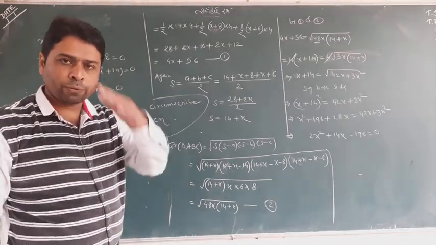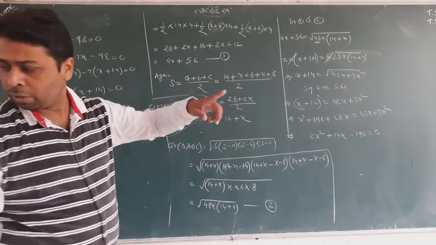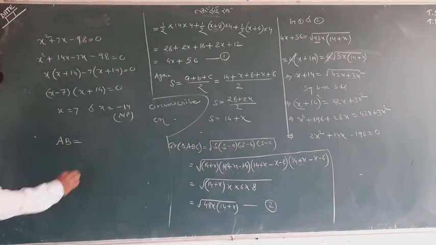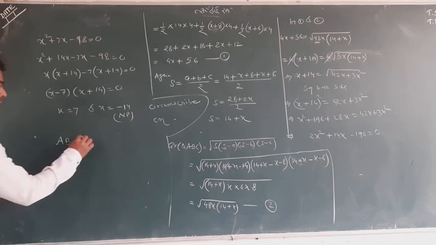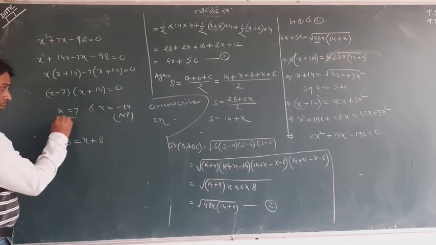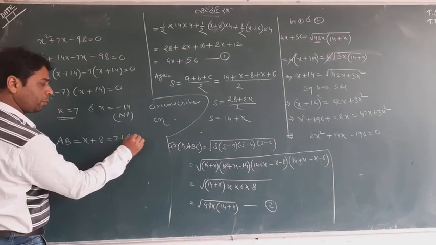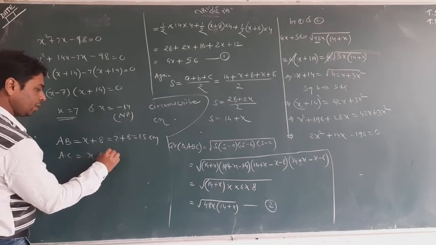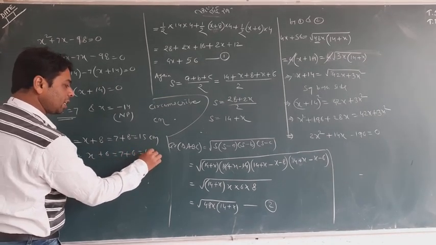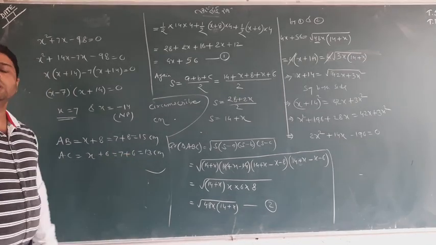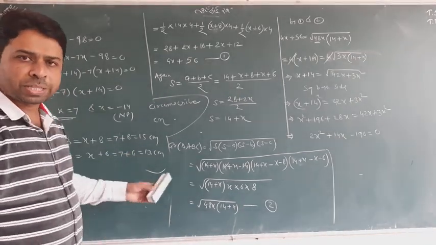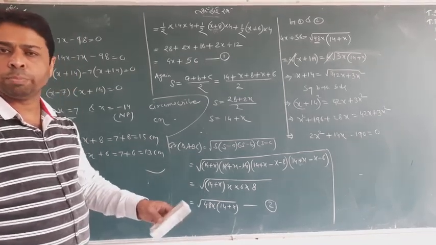And now you have to find, you should remember the picture, we have to find AB and AC. So what is AB? AB will be, you can see the picture, x plus 8. So what is x? 7, 7 plus 8 is 15 centimeter. And what is AC? x plus 6. 7 plus 6 is 13 centimeter. So we have got both the distances easily. But this question is actually very important for the exam. Don't leave this. Please make it.